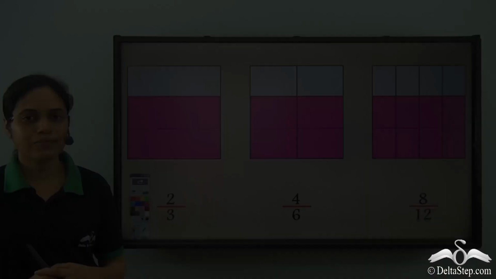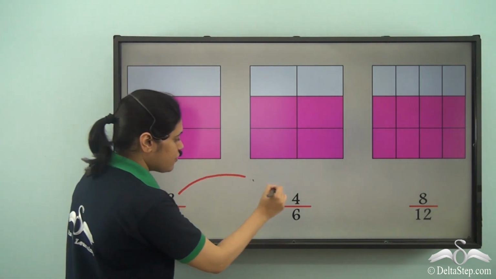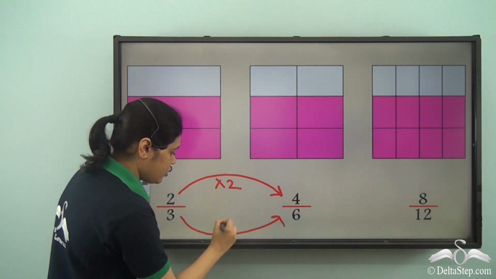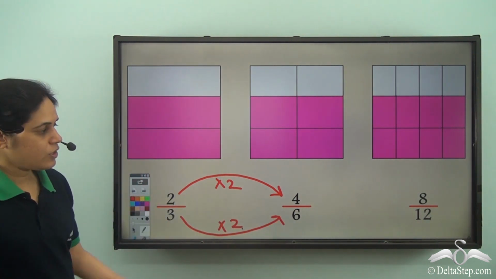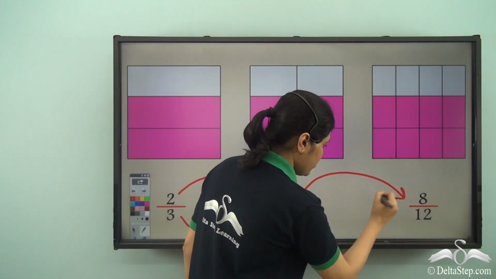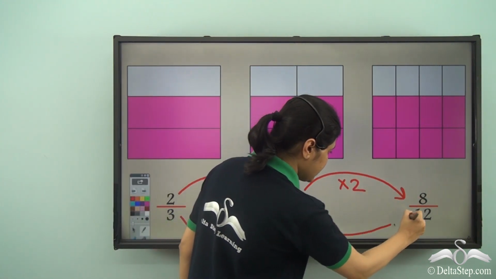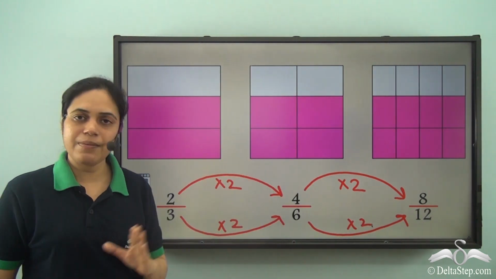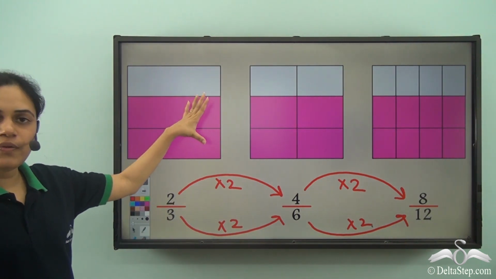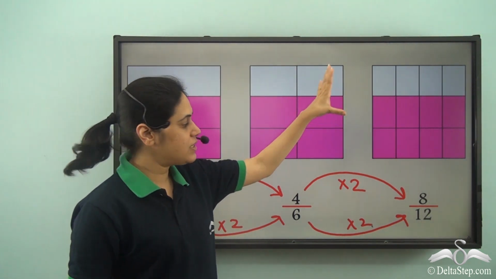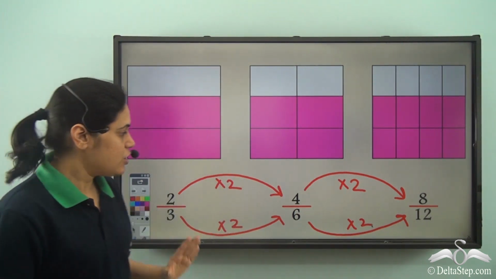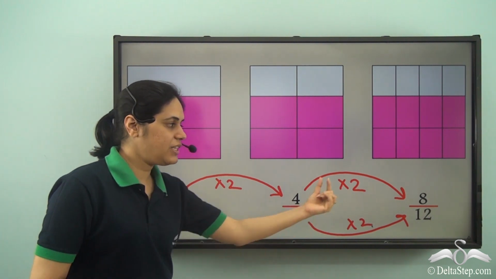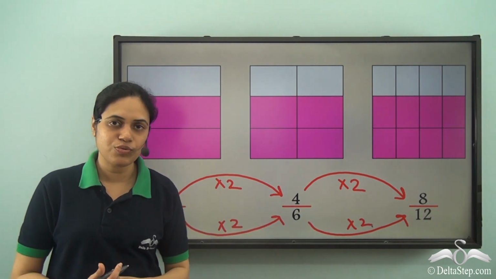So if you see here, 2 into 2 gives me 4, 3 into 2 gives me 6. Also, 4 into 2 gives me 8 and 6 into 2 gives me 12. And these three represent the same area. This is 2 out of 3 equal parts, 4 out of 6 equal parts, 8 out of 12 equal parts. So these three are equivalent fractions and we can get them by multiplying the numerator and denominator by 2.